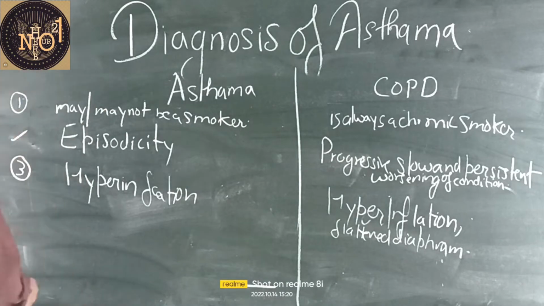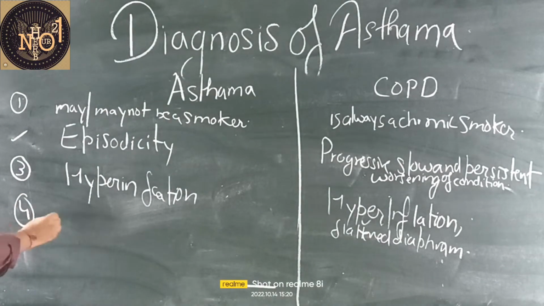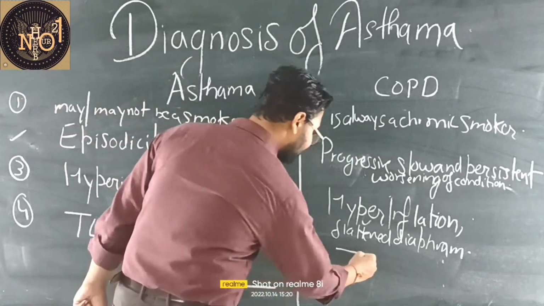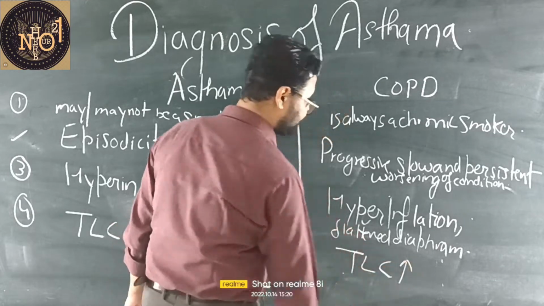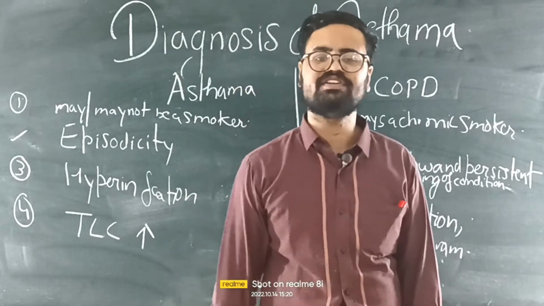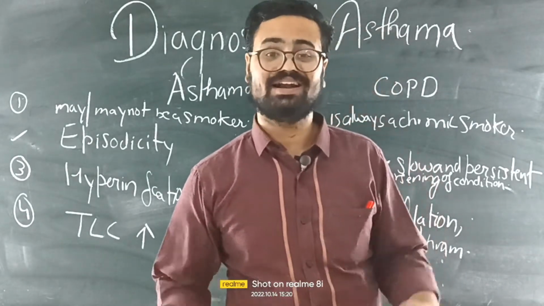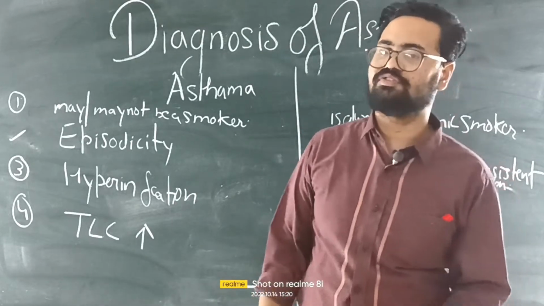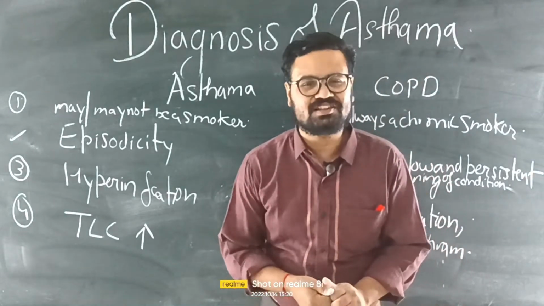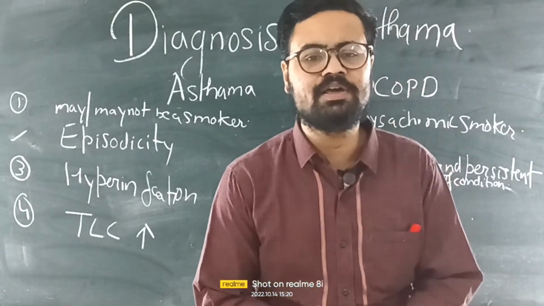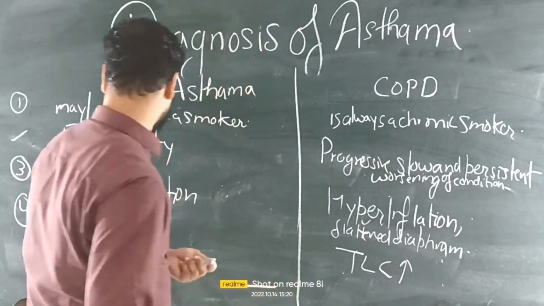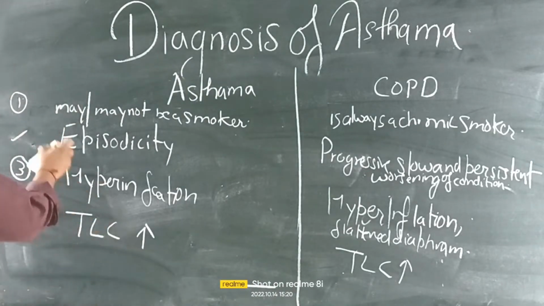Next one, the total lung capacity will increase. Here also the total lung capacity will increase. Here also in COPD also total lung capacity will increase. Why is total lung capacity increasing? Because of that air trapping, hyperinflation of the lungs is occurring, and due to that the total lung capacity, that is normal total lung capacity, is 6000 ml. So more than 6000 ml will be occurring in the condition of COPD.